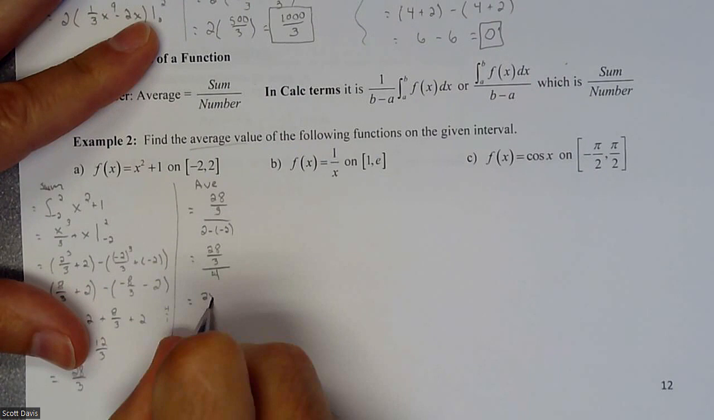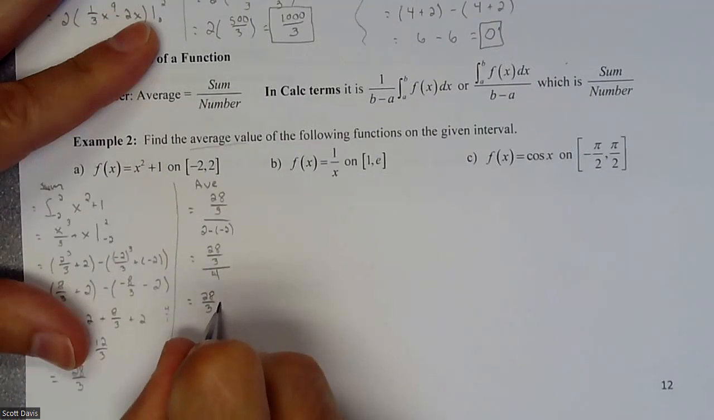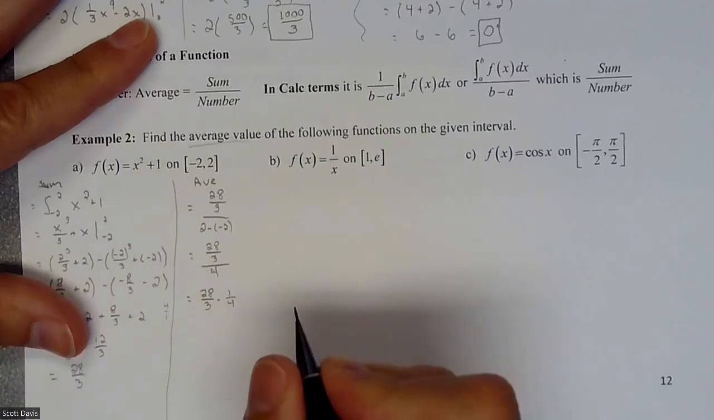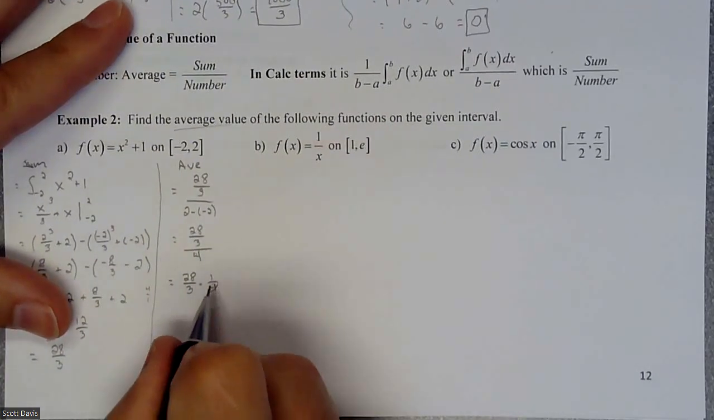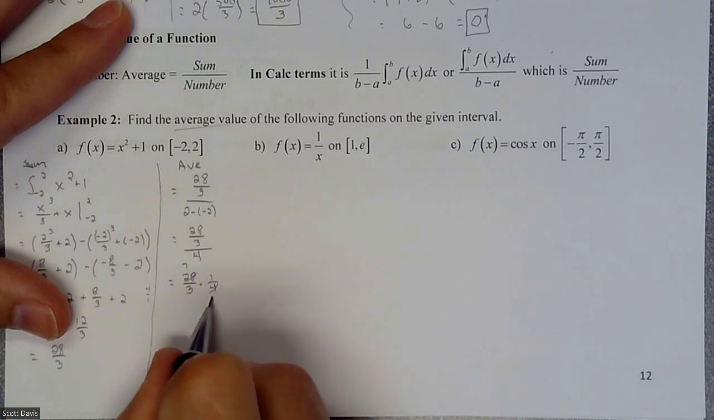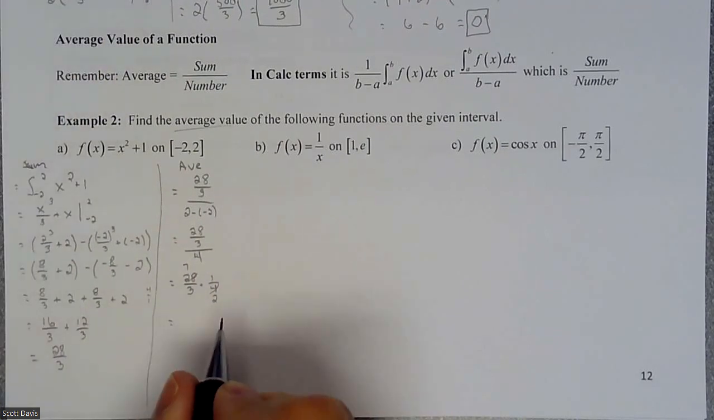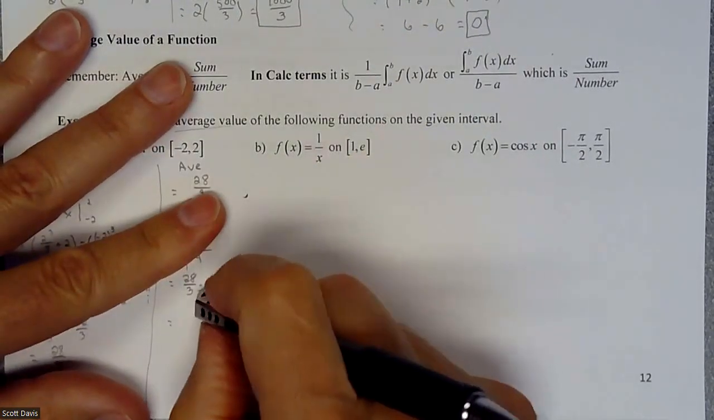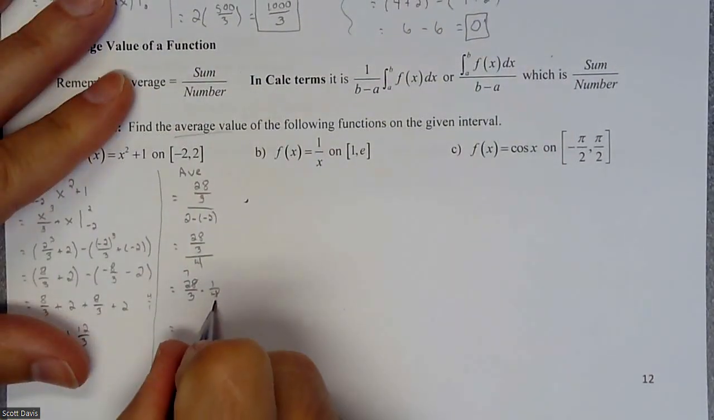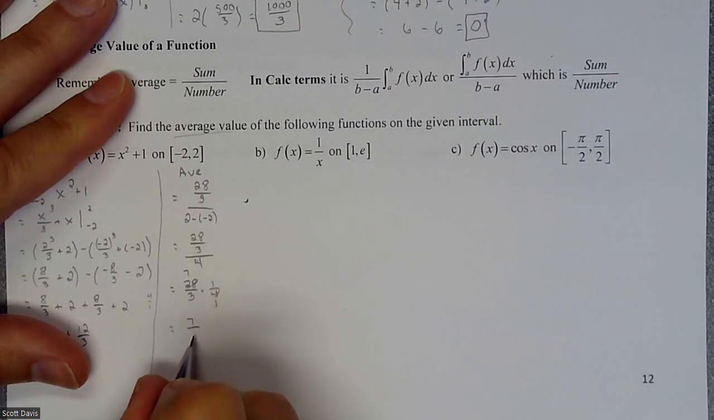Instead of dividing by 4, I'm going to multiply by its reciprocal. So I'll multiply 28/3 by 1/4. Then I can simplify. That'll be a 7, that'll be a 2. So I'm looking at 7, dividing a 4 into both, so that'll become a 1. So I'm looking at an average area of 7/3.